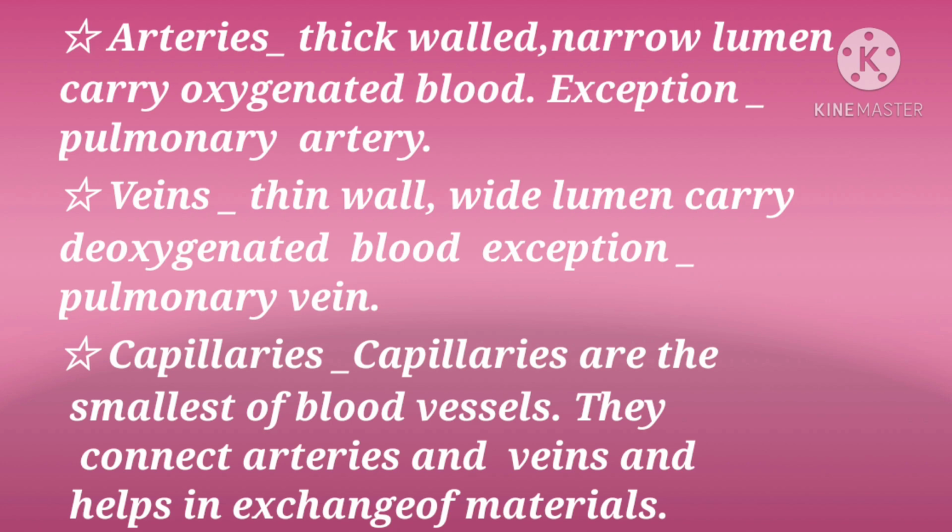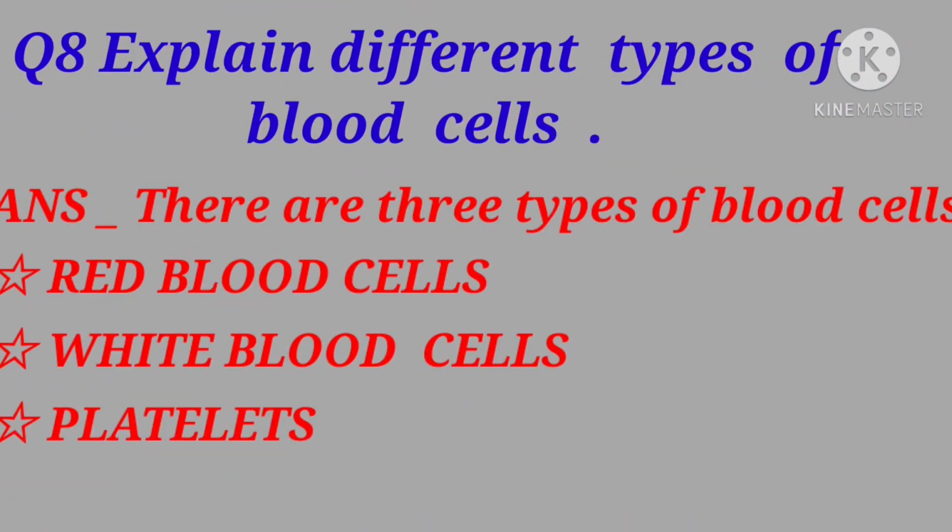Next is the vein. They have a thin wall, wide lumen, and carry deoxygenated blood towards the heart. The exception is the pulmonary vein. Capillaries are the smallest of the blood vessels. They connect arteries and veins and help in the exchange of materials. Now the next question, explain different types of blood cells.